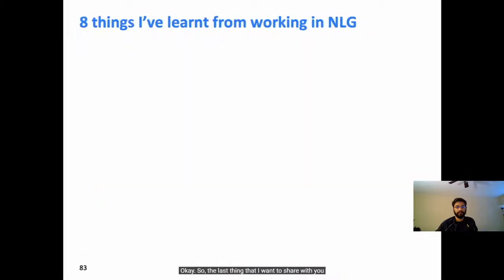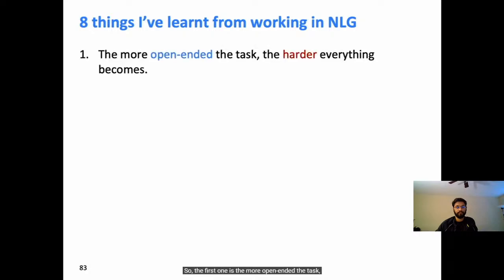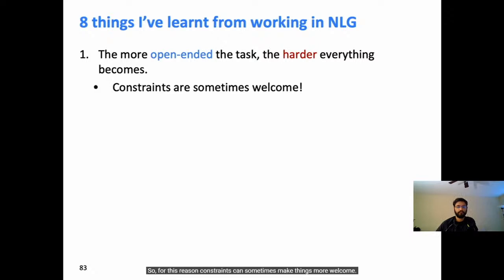Okay. So the last thing I want to share with you is 8 things that I've learned from working in NLG. The first one is the more open-ended the task, the harder everything becomes. Evaluation becomes harder, defining what you're doing becomes harder, telling when you're doing a good job becomes harder. So for this reason, constraints can sometimes be welcome. If you decide to constrain your task, then sometimes it's easier to complete it.